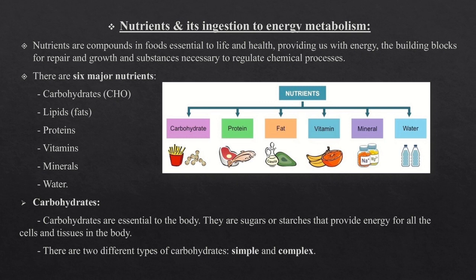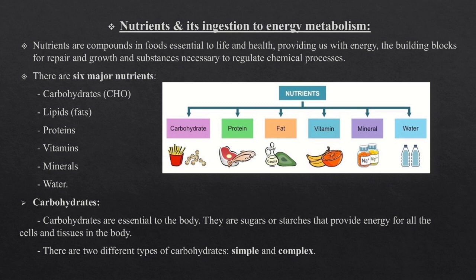Nutrients are components in food essential to life and health, providing us with energy, the building blocks for repair and growth, and substances necessary to regulate chemical processes. We know there are six major nutrients: carbohydrates, protein, fat, vitamins, minerals, and water. These nutrients we can divide into two main portions, macronutrients and micronutrients. Macronutrients means the large amount of food we are having, that is carbohydrates, protein, fat.